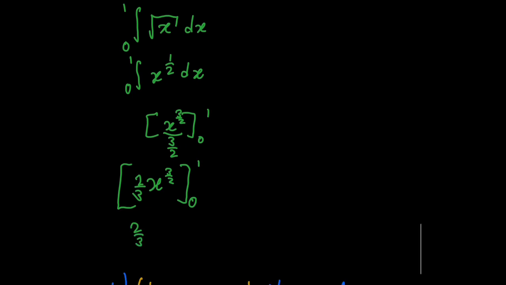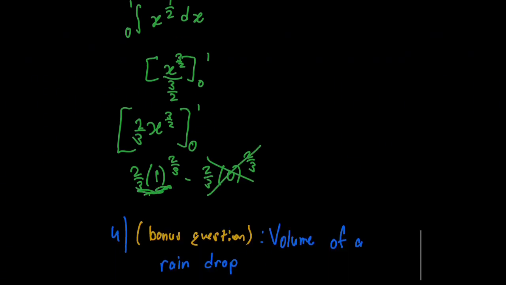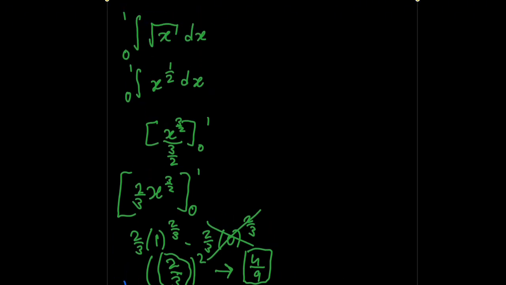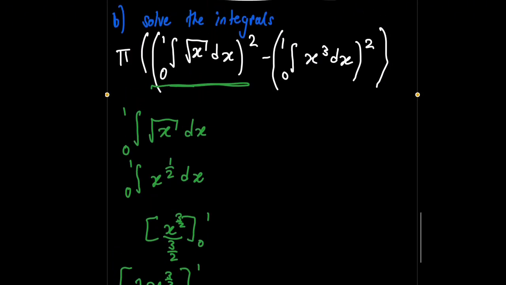So we get 2/3 times 1 to the power of 3/2 minus 2/3 times 0 to the power of 3/2. Now, this cancels out because it's 0, which leaves us with 2/3 times 1 to the power of 3/2. 1 to the power of anything is just 1. So that means that the area of this function will be 2/3. And then we need to square this, which gives us 4 over 9. Okay, I hope that wasn't too difficult. And then let's try the next part now.